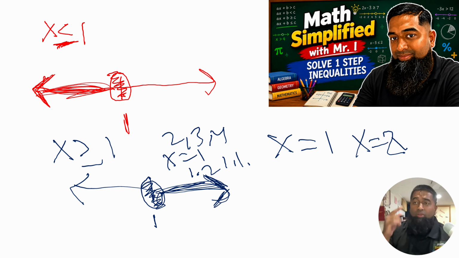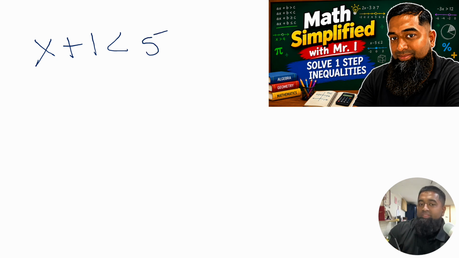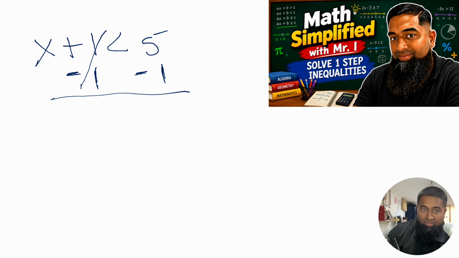And now how do we solve a one-step inequality? So let's clean this up real quick. Let's say we had x plus 1 is less than 5. How do you solve this? It's the same thing as the equal one. Just remember that. You do the opposite: plus 1, minus 1. When you're adding and subtracting, you don't do anything to the inequality sign. This cancels. x is less than 5 minus 1, which is 4. And you're done. That's it.